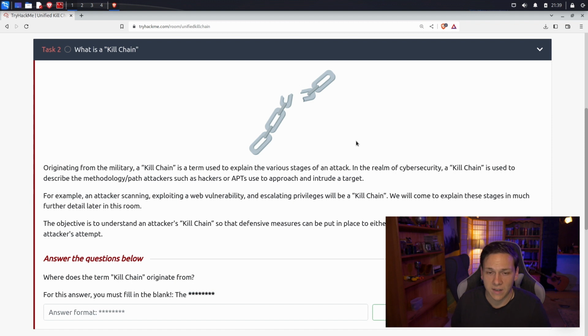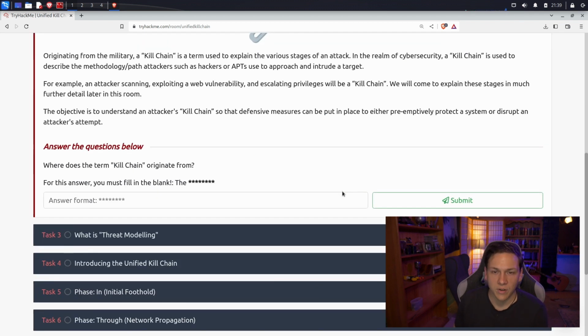The objective is to understand an attacker's kill chain so that defensive measures can be put in place to either preemptively protect a system or disrupt an attacker's attempt. Where does the term kill chain originate from? The military.